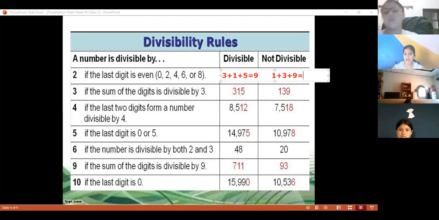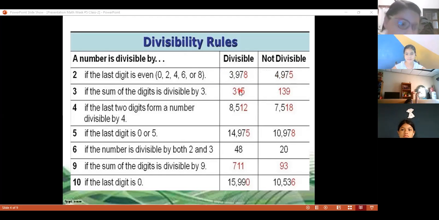1 plus 3 plus 9 equals 13. 13, excellent. Is 13 on the table of 3? No. 12, yes, but 13, no. So this number is not divisible, for that reason. You check if a number is divisible by 3 by adding the digits, class.